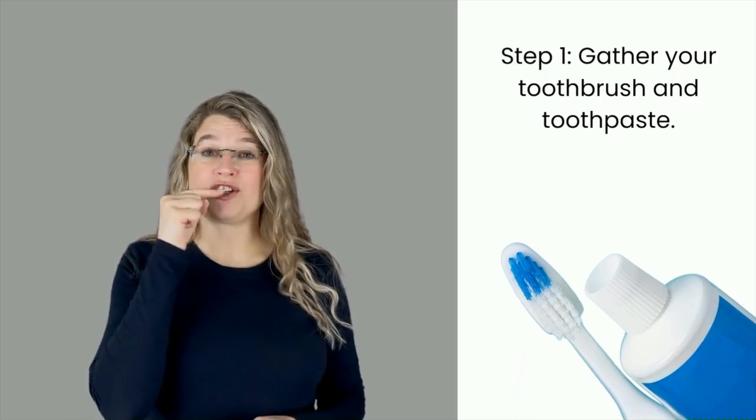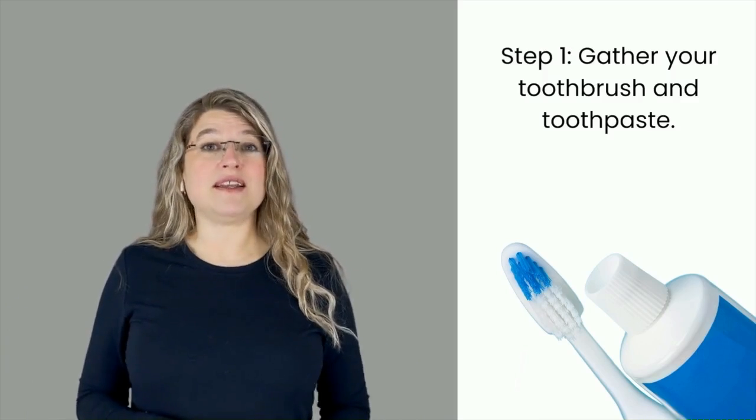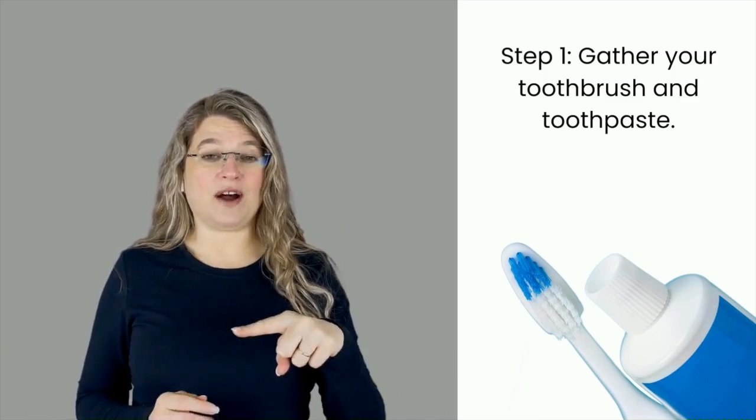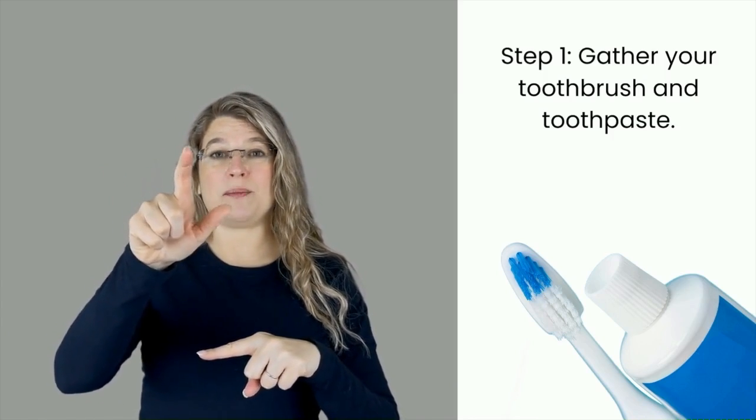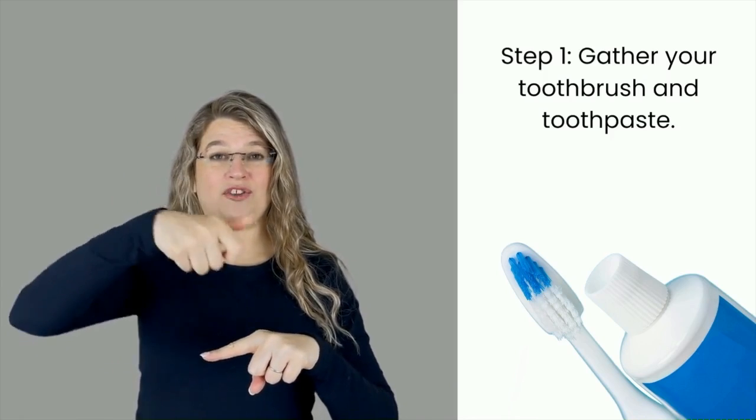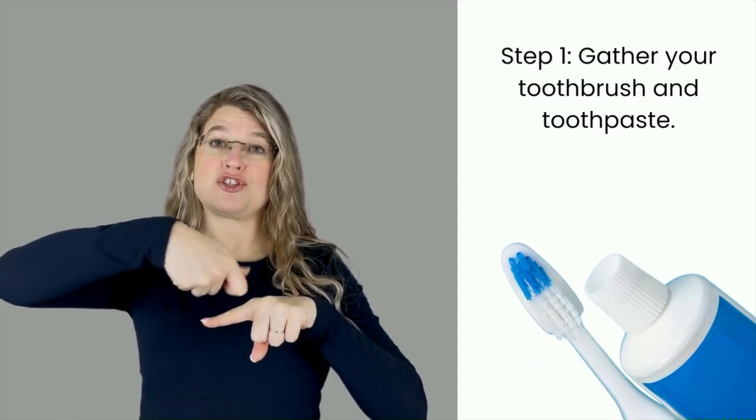Get your toothbrush and your toothpaste. So again, toothbrush is what we learned before. Toothpaste, you're going to have your non-dominant hand with your index finger out as the toothbrush. Your dominant hand, you're going to use your thumb and index finger and squeeze together like you're squeezing out the toothpaste on the toothbrush, and then move down like this. Toothpaste.